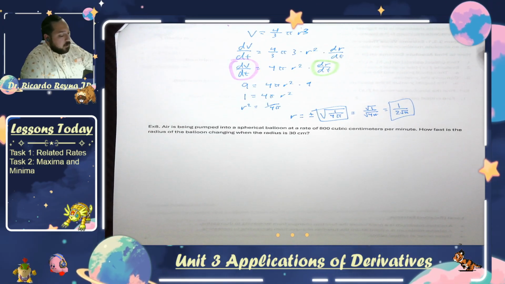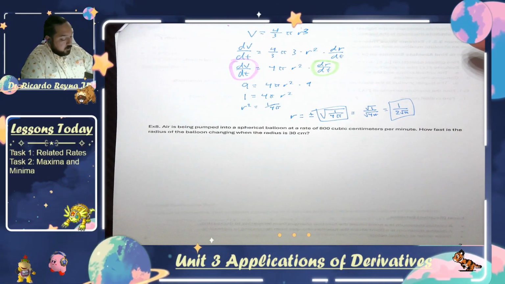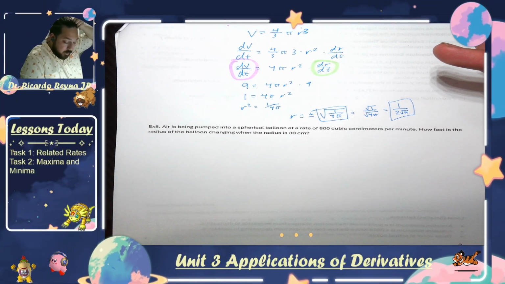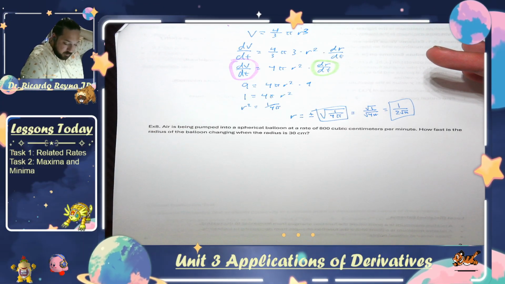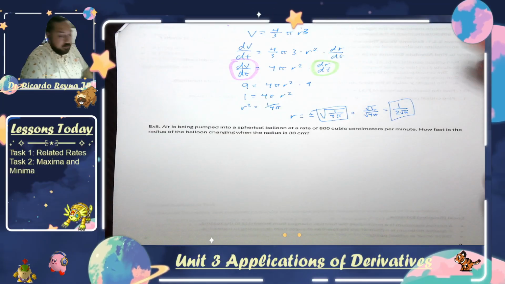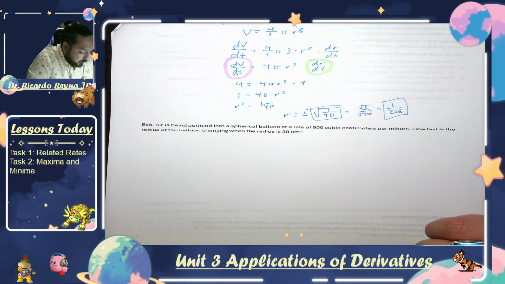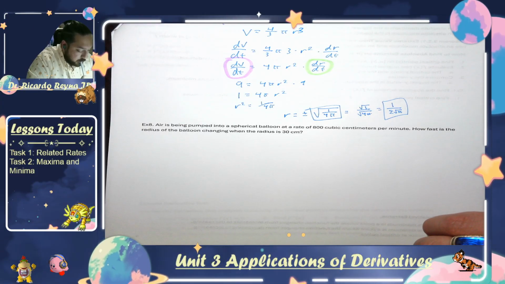All right, I believe this one is our last one. So now we have air being pumped into a spherical balloon at a rate of 800 cubic meters per minute. Sorry, I forgot the question. How fast is the radius of the balloon changing when the radius is 30 centimeters?